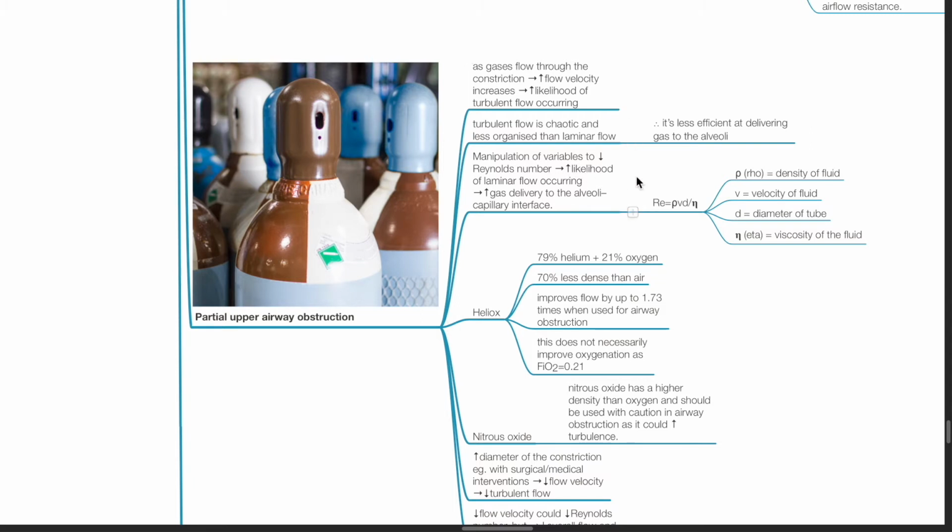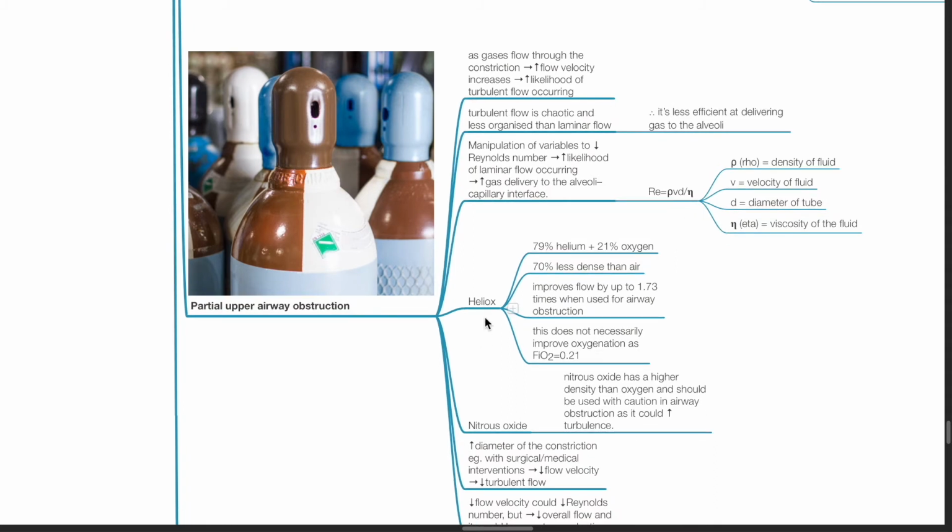Reynolds number equals density of fluid times velocity of fluid times diameter of the tube divided by viscosity of the fluid. Heliox is 79% helium plus 21% oxygen. It is 70% less dense than air. It improves airflow by up to 1.73 times when used for airway obstruction. However, this does not necessarily improve oxygenation, as FiO2 is still 21%.